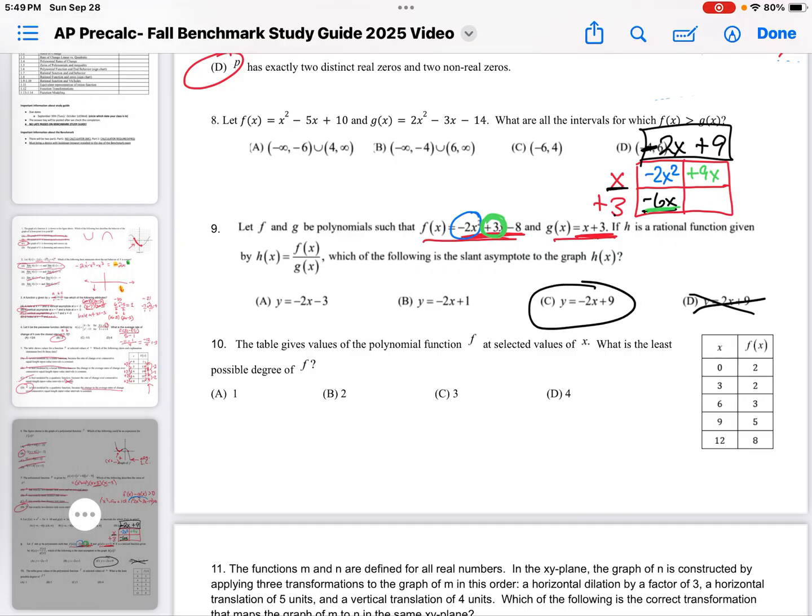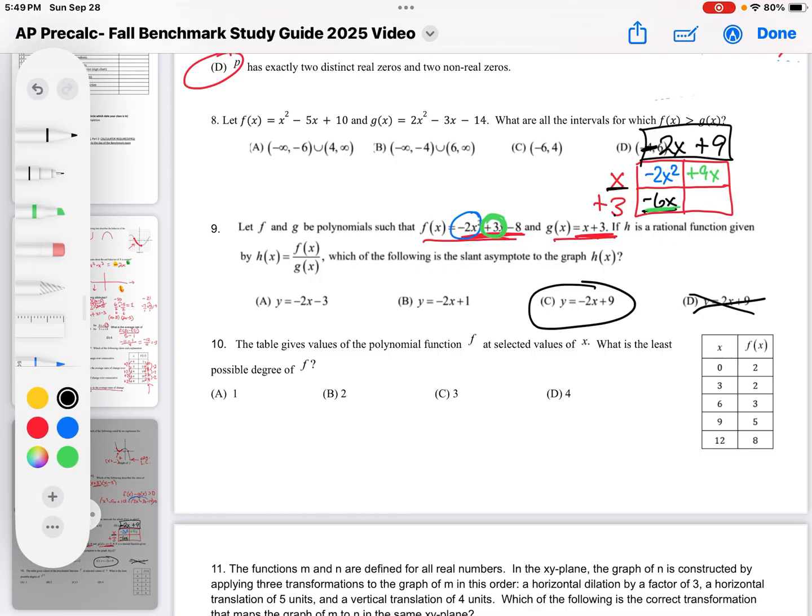I'm going to do this question here, and then this will be it for part 1. I'll make a second part to help with the rest of the study guide. For number 10, we have a polynomial function f and some different values for x. What is the least possible degree of f?